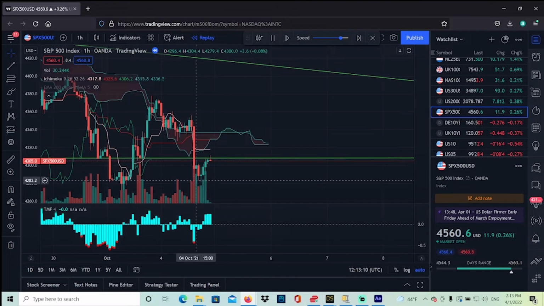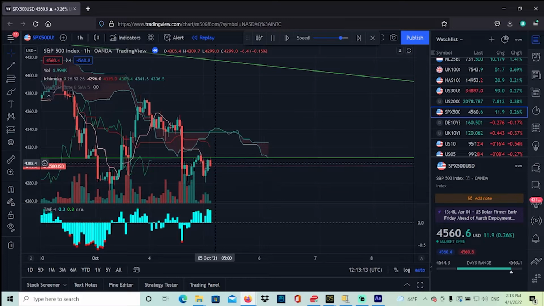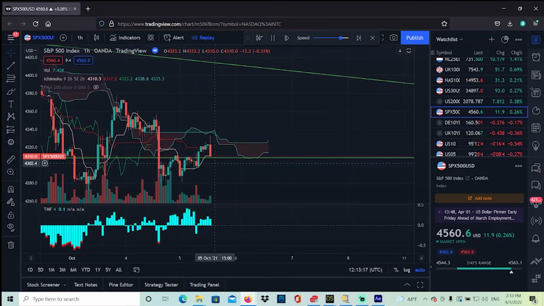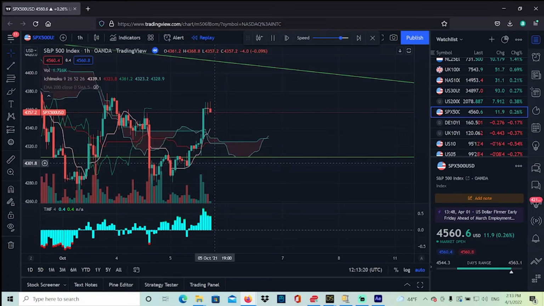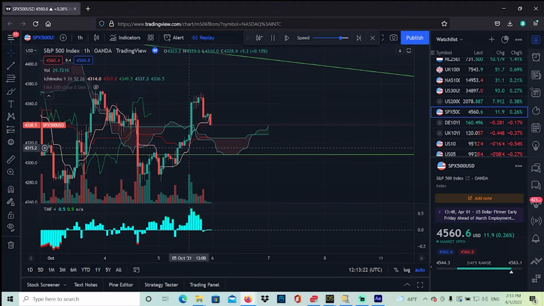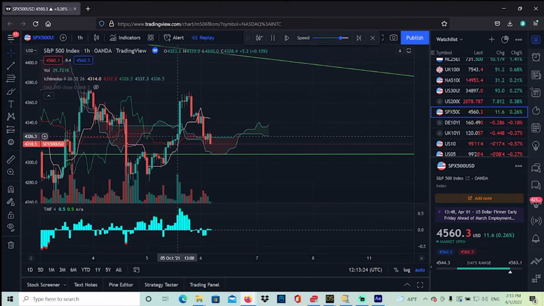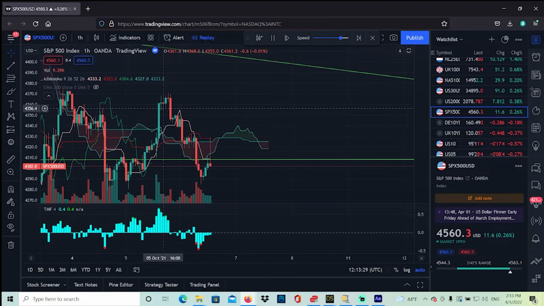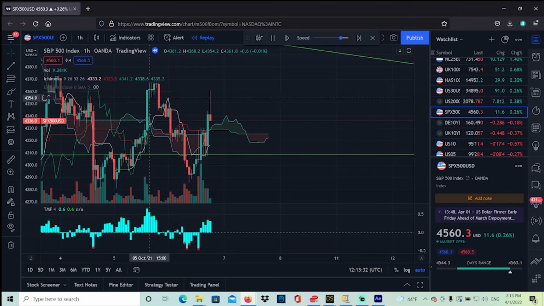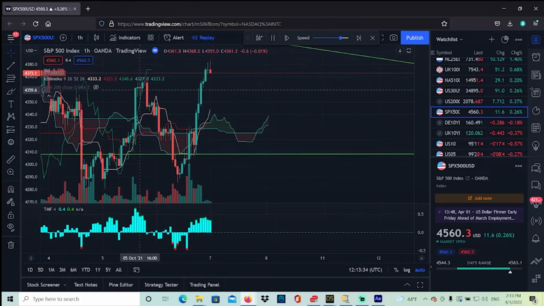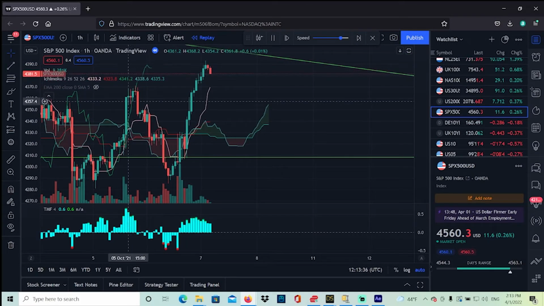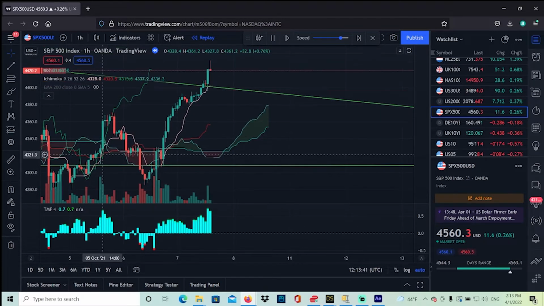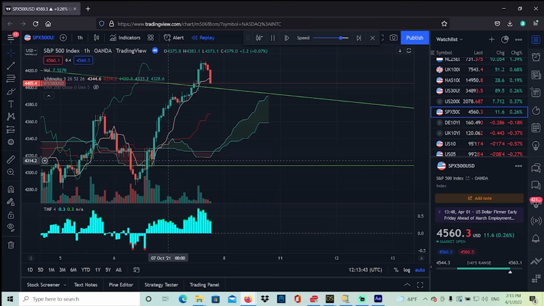We've broken down below fairly strong support, but we're collecting again right along that line. All right, here again we have the conversion line breaking up above the baseline. Even if we were above the cloud on the daily chart, I wouldn't have taken this trade, because you see we have a doji candle forming here, actually two of them, indicating a lot of uncertainty. I'd want to see a very strong bullish candle, especially after a run up like this.